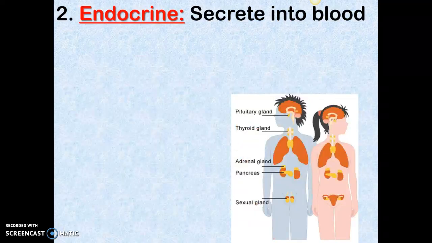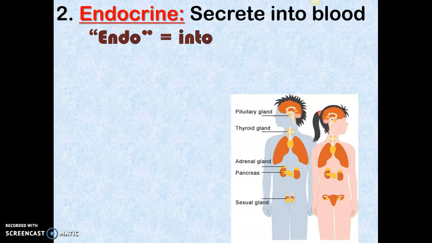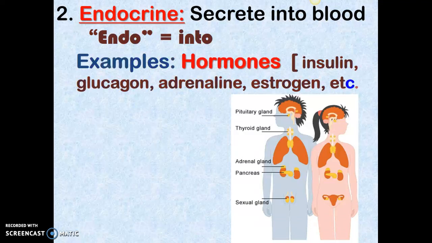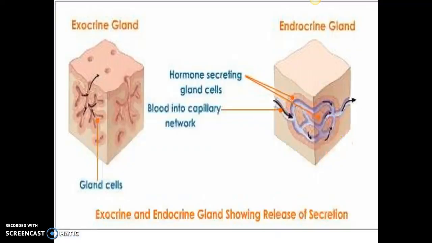So the endocrine, endo is within, these secrete into the blood, and then the blood can transport it throughout the whole body to where they need to go, such as hormones. So all these hormones listed there go through the body. Okay, so here's a nice little summary diagram. Exocrine to the surface, endocrine into the blood.